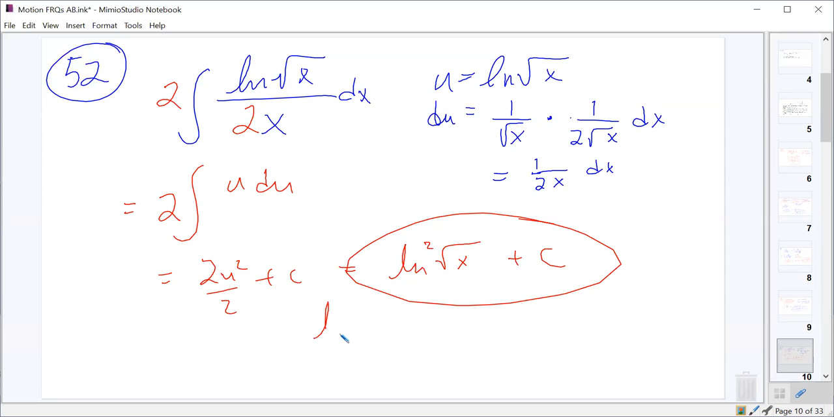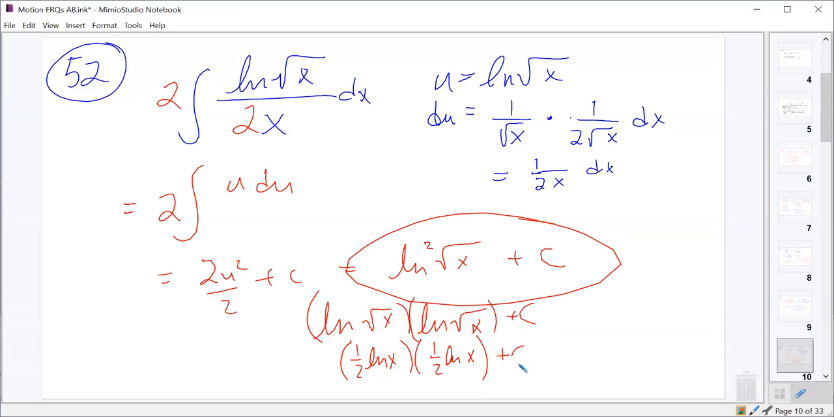So this is natural log of root x squared. So that's natural log of root x times natural log of root x, which natural log of root x is 1/2 natural log x if you make that x to the 1/2 and pull the power out. And so that just becomes 1/4 of the natural log of x times the natural log of x. So 1/4 natural log squared of x plus your constant, which is choice E.